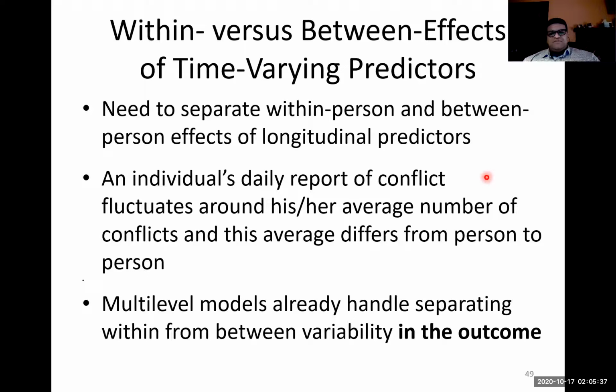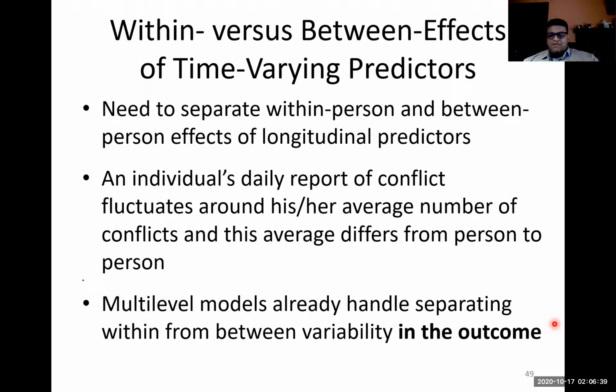So we can think of an individual's daily report of conflict as fluctuating around whatever that person's average number of conflicts is, right? So we can calculate that average for each person, and we can think of the daily report of conflict as fluctuating around that average. But we can also envision this average differing from person to person, right? And notice that we're focusing on the predictor, daily conflict, not so much intimacy, although intimacy also is a variable that varies from day to day and from person to person. But like we mentioned earlier, multi-level models already handle the variance decomposition of within and between variability in the outcome.